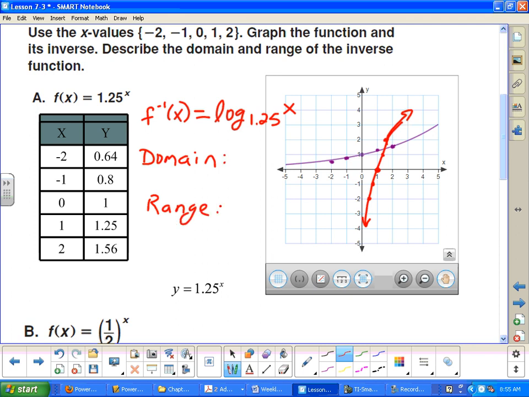They ask us for the domain and range. For all logarithmic functions, the domain and range is the same. The domain is x is greater than 0. The range is all real numbers. For all logarithmic functions, the domain is x is greater than 0. The range is all real numbers.